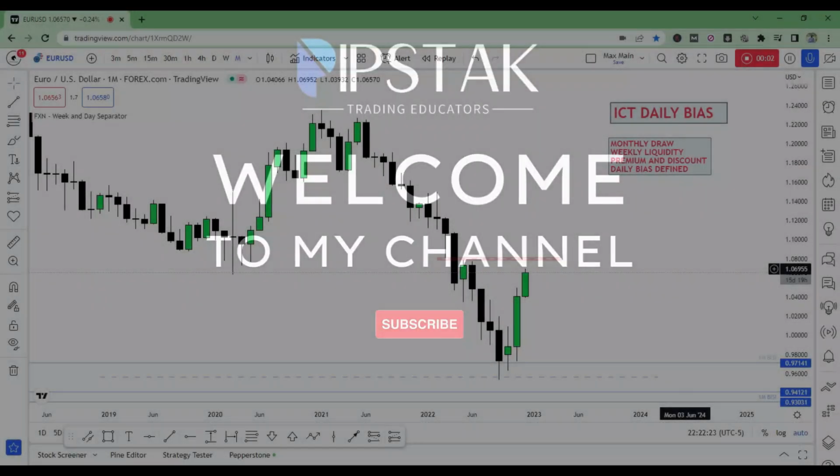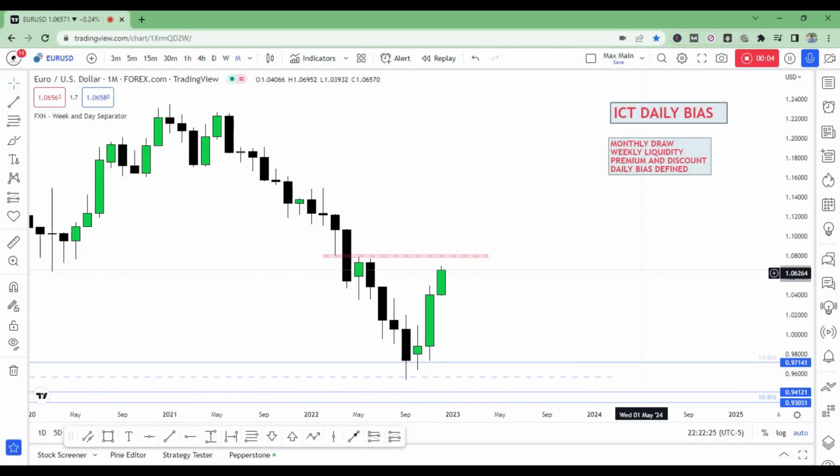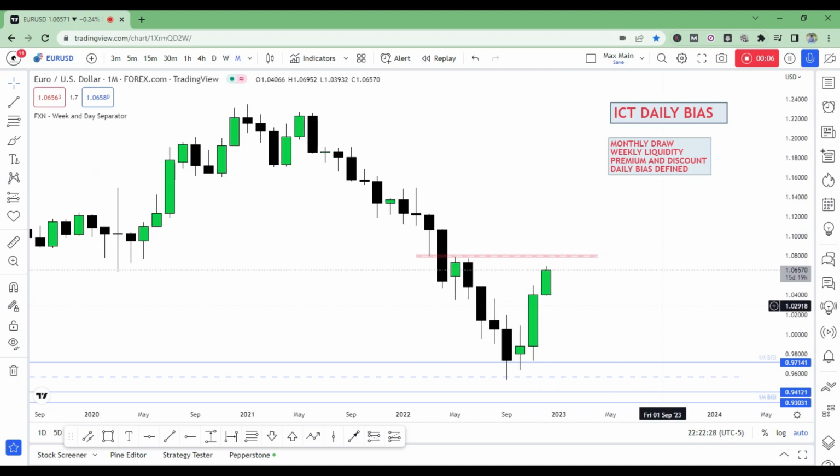I'm going to be showing you exactly how I define my daily bias. So to start off, I start from the monthly chart. This is the monthly chart of the Euro Dollar.